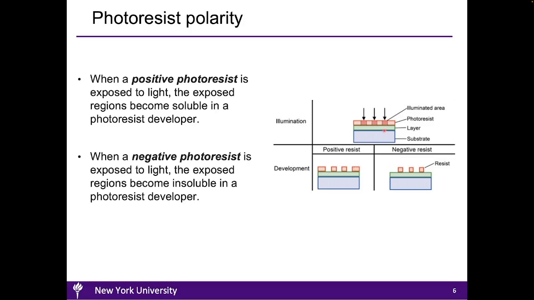In the case of negative resist, however, the exposed regions, indicated by arrows, become insoluble in the photoresist developer. As a result, the unexposed regions dissolve after developing the resist, and the exposed regions produce a copy of the photomask image on the wafer.